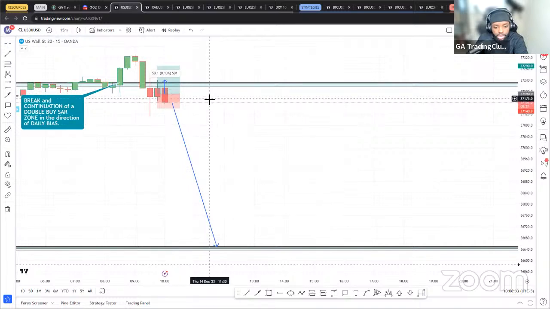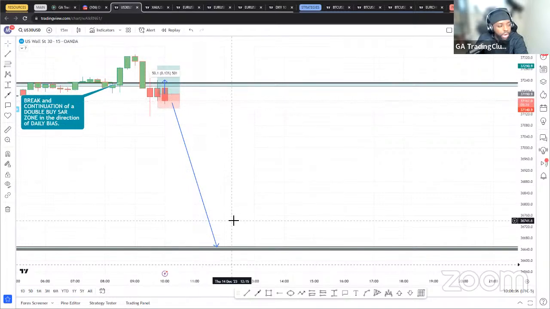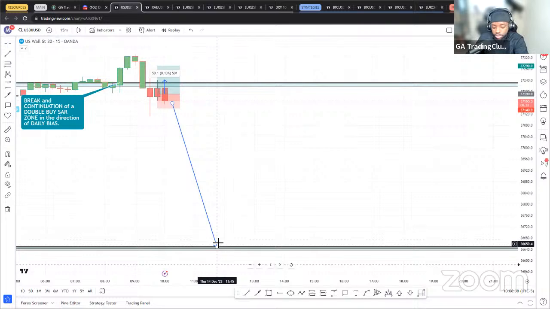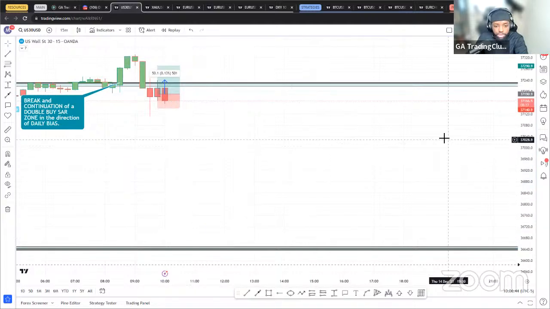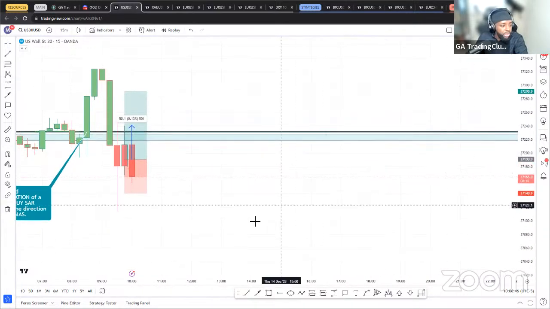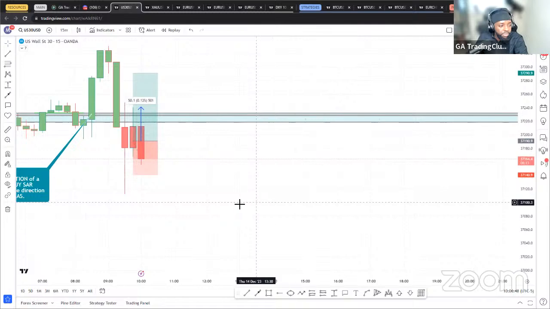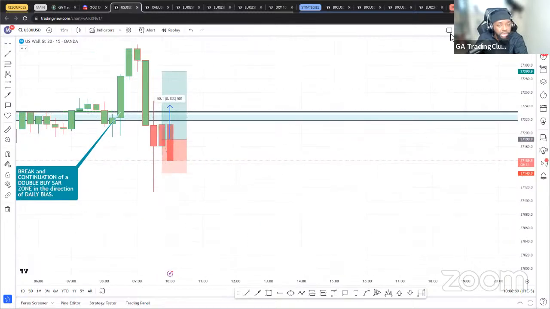But this is like a 400 point gap that US 30 can be drawn down to. But I knew that was a possibility. So even though the trade gets taken out, it's something I was aware of. But let's go back to this.